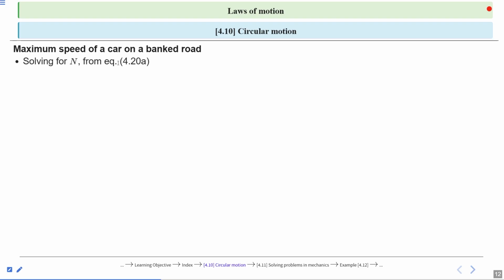Solving for N from equation 4.20a. So equation 4.20a is this one: N cos theta is equal to mg plus mu s N sin theta. This is equation 4.20a. Now using this, we will find the value of N. N is the normal reaction.